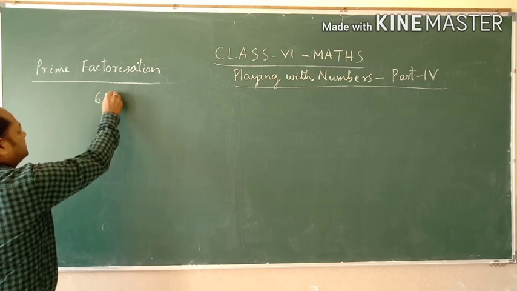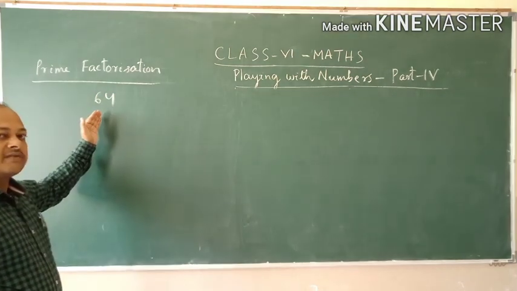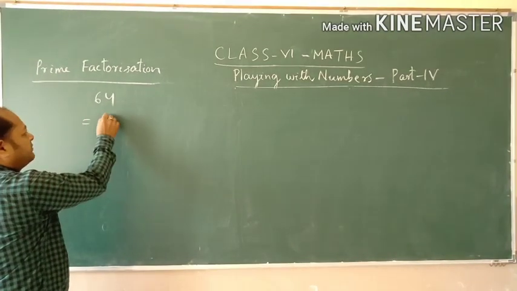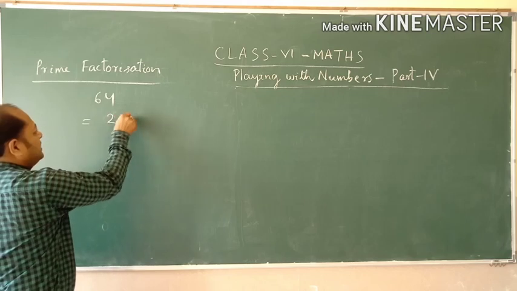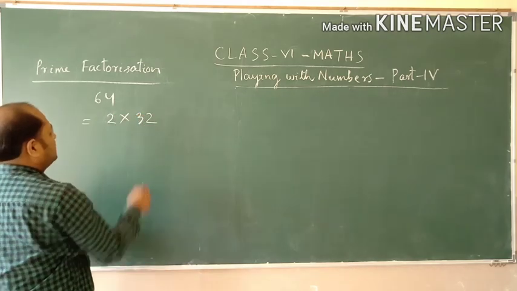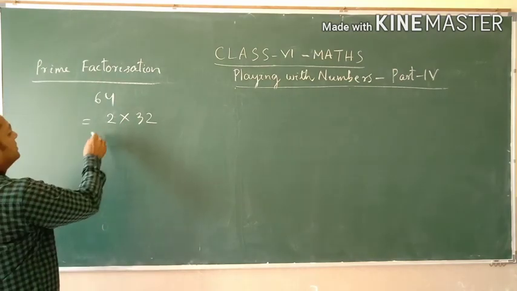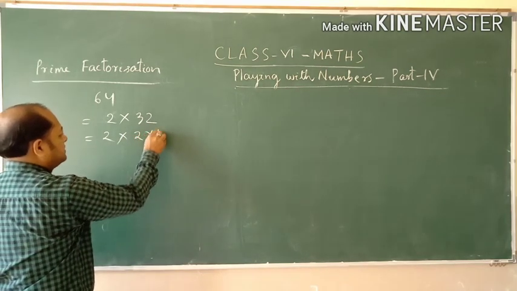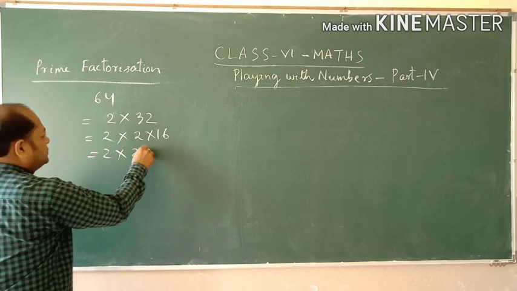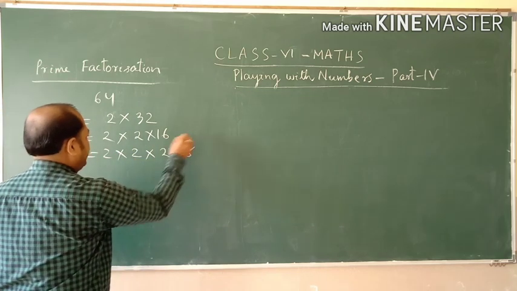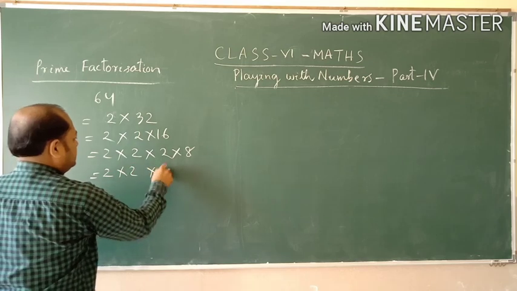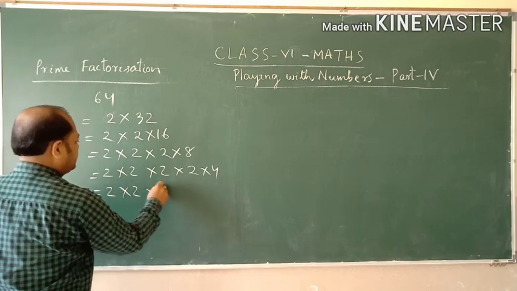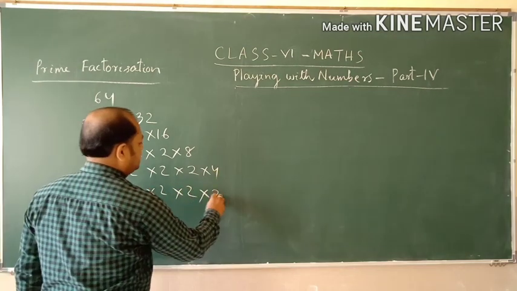Suppose the number is 64 and we have to find out the factors of 64 using prime numbers. So 64 can be factorized as 2 into how much? 32, because 2 into 32 will be 64. Then again 32 can be factorized as 2 into 16, and 16 can be factorized as 2 into 8. Again, this 8 can be factorized as 2 into 4, and 4 can be factorized as 2 into 2.